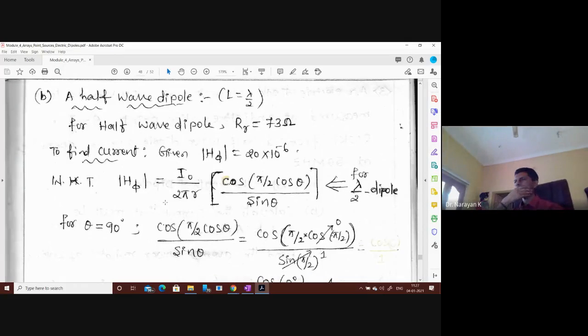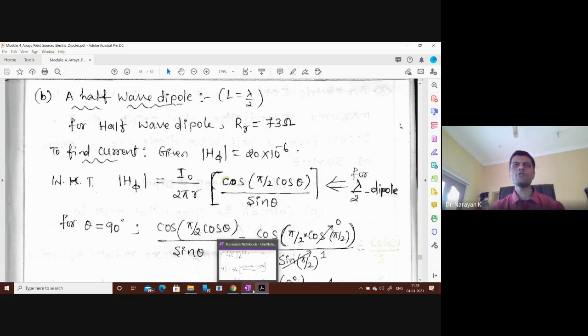Now, this is the thing here for a half wave dipole antenna, where L is equal to lambda by 2. You have to remember this. H phi you have to take as I naught by 2 pi r times cos of (beta L by 2 cos theta) minus cos of (beta L by 2), divided by sin theta. See, this is what we have done here. One minute, I'll tell you.